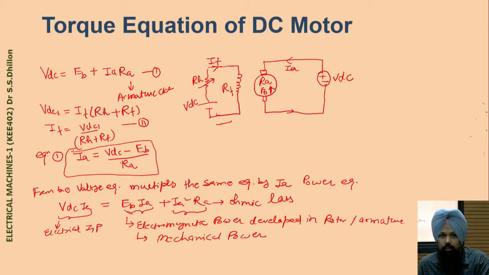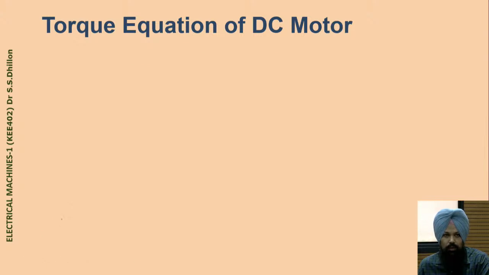Okay, so this is the power Eb into Ia, which is responsible for the mechanical power development, or we can correlate the equation of this electrical power with respect to the mechanical power. Mechanical power is equivalent to omega into torque. Okay, let's go to the next slide. Then we are going to obtain the particular result of this torque equation.